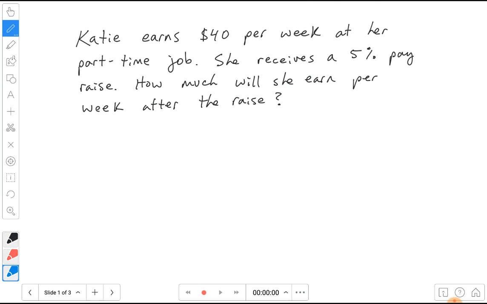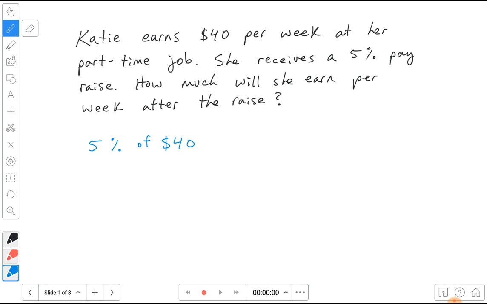Okay, so we can look at this two different ways. First of all, let's see. Her pay raise is 5%. So we're going to take $40 and increase that by 5%. So let's calculate what the increase is. So we want to know what 5% of $40 is.